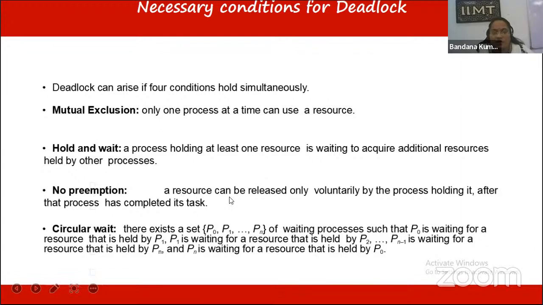No preemption: a resource can be released only voluntarily by the process holding it, after that process has completed its task. And the last one is circular wait. There exists a set of processes P0, P1, and so on up to Pn. P0 is holding a resource and waiting for another resource that is held by P1, and P1 is holding a resource and waiting for another resource that is held by P2, and so on, up to Pn, which is holding a resource and waiting for another resource that is held by P0.